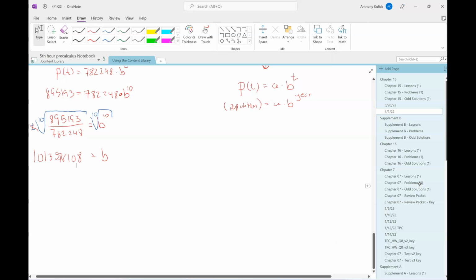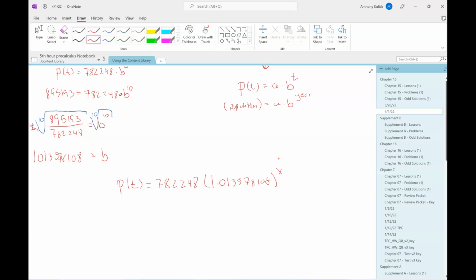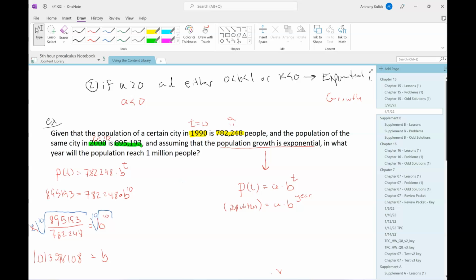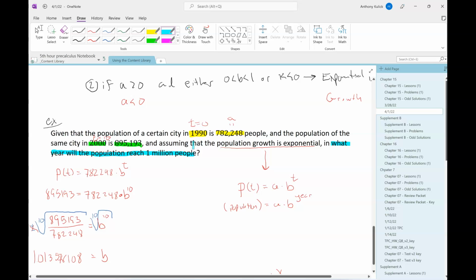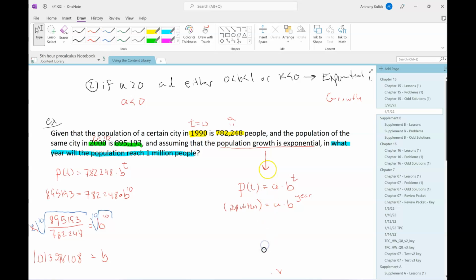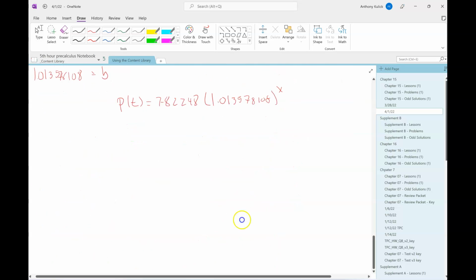All right. So we have this. We're not done, though. So now where are we at? So this is our function. Everybody's cool with how we came up with that? But the question asked us more than just that. It then says, what year will the population reach 1 million people?